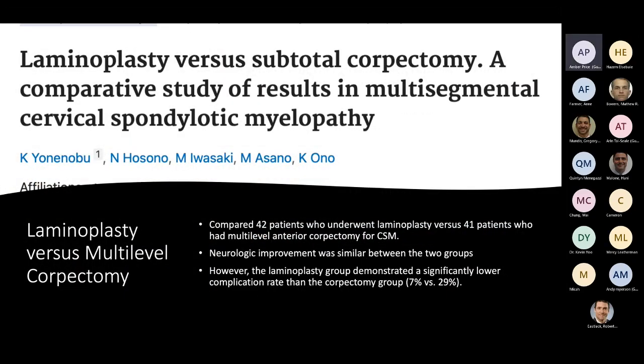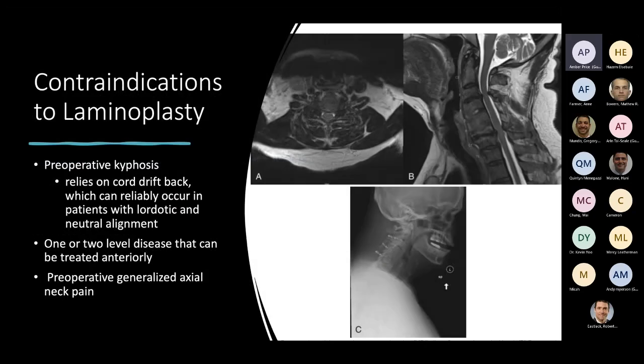So how does that fare versus a multi-level corpectomy? This paper compared 42 patients who underwent laminoplasty versus 41 patients who underwent a multi-level cervical anterior corpectomy. Neuro improvement was similar between the two groups, but the complication rates were significantly lower, 7 versus 29%, in the laminoplasty group.